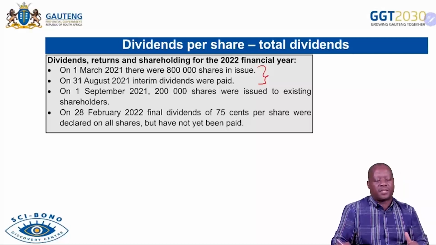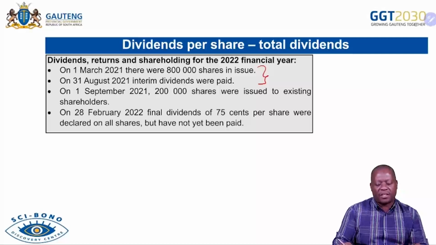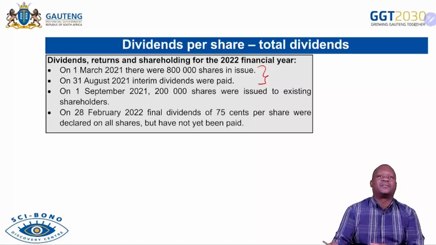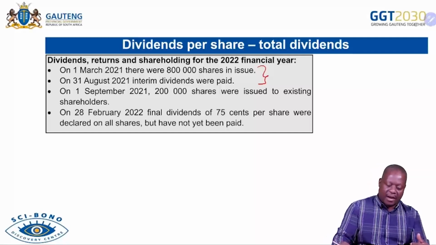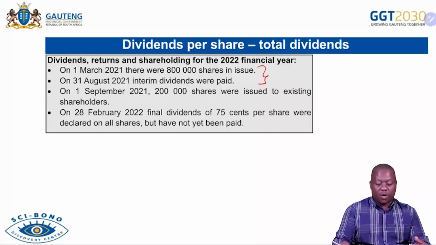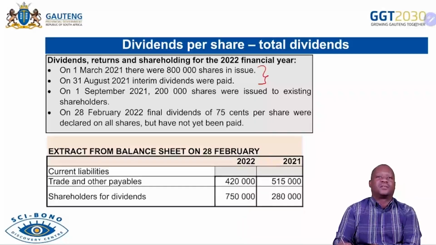Okay, food for thought. On 28 February, the final dividends of 25 cents per share were declared on all shares, but have not yet been paid. I think we are familiar with that. The final dividend is always declared but not paid until the following year, because usually it's declared at the end of the current financial year. So we want to find our total dividends.